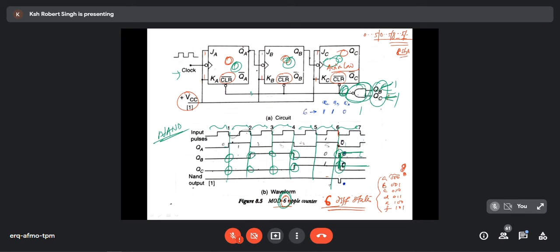Based on what mod? Mod 6 means this line. I have to count up to mod 6. I know that up to this line, I have to count. At this line, it has worked successfully. 5 is counted. Yes, this is 1, this is 0, this is 1. 5 is successfully counted. After 5, it is counting 6. So let me show you.